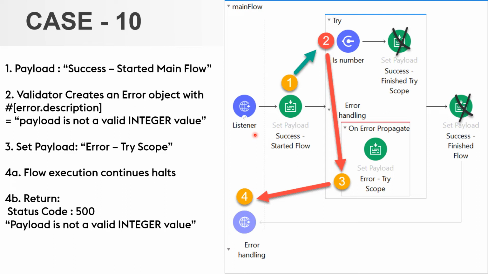In that case, your on error propagate block, what it will do is it will set payload to error try scope, but of course this is not going to be used by anyone. While returning to the client, what you will be returning is error status code 500 and error description as payload is not a valid integer value.